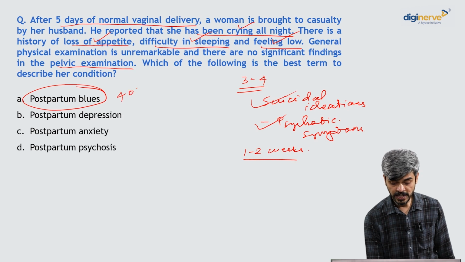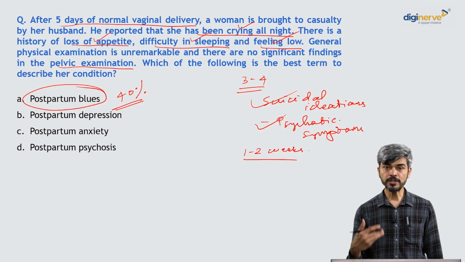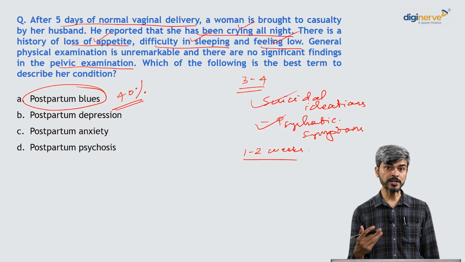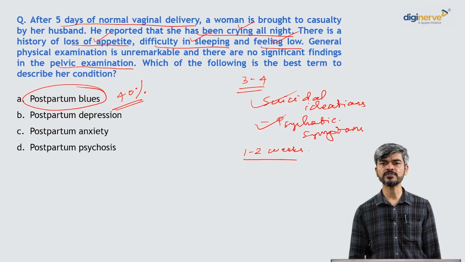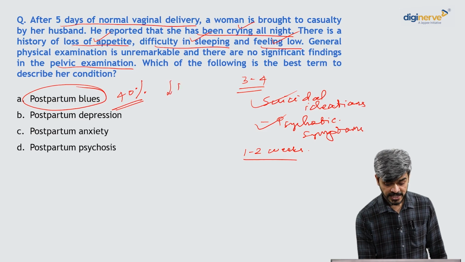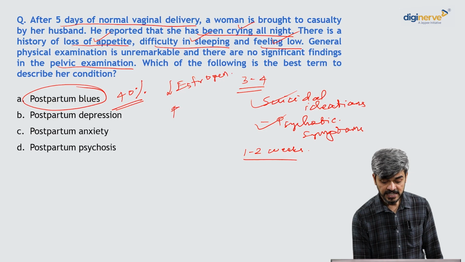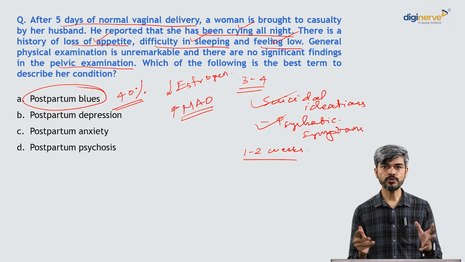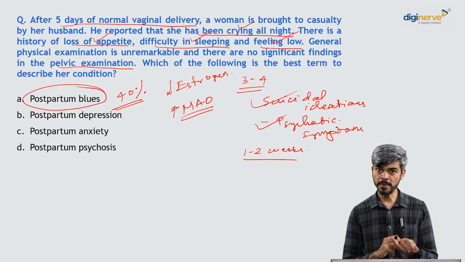Postpartum blues can happen in up to 40% of women after delivery. So it's a very frequent set of symptoms that we see in women who have delivered. Why postpartum blues happens is because of the hormonal changes. There is a dip in estrogen, which means there is increased levels of monoamine oxidase. Monoamine oxidase is the enzyme which digests your catecholamines like serotonin, norepinephrine, dopamine, right?